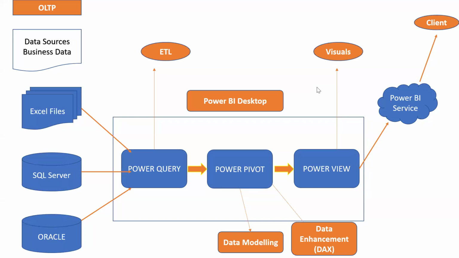Where is OLAP? Here in data modeling, when we create the data model, that is called OLAP. On top of this, we are going to do the visualization. Okay. But in real time, what will happen? They will create it at the data warehouse level itself. From there, we will pull the data. And here also, we need to create it. We need to build the relationships. Basically, Power Pivot is the place where OLAP will be created.